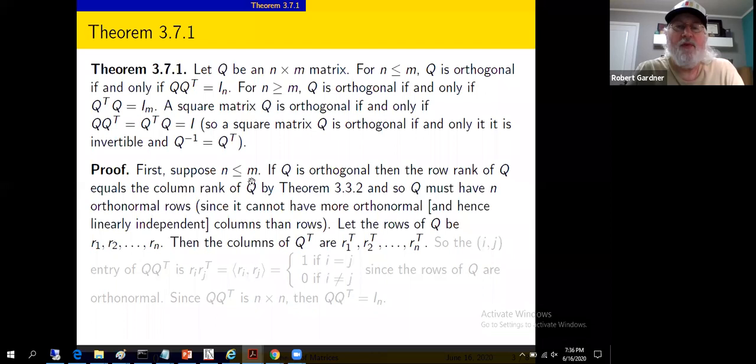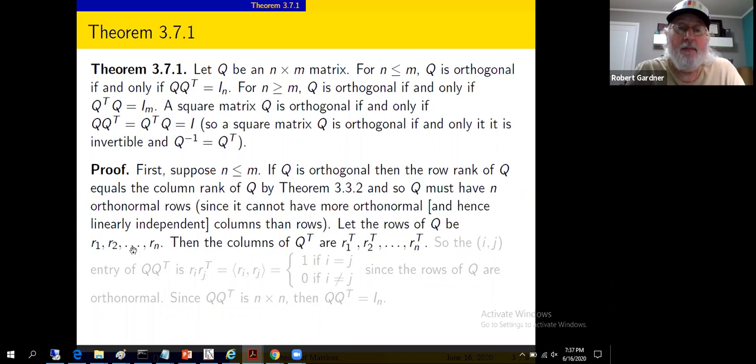So anyhow, if Q has orthonormal rows or columns, it must be the rows. It must be the smaller of the two dimensions. So in this case, since Q is orthogonal, Q must have n orthonormal rows. It couldn't have more than that. It couldn't be the columns that are orthonormal unless n equals m. Then we could just as well have a conversation about columns. We will in the next piece of the proof. So I want to talk about rows in this case. So let the rows of Q be R1 through R sub n. So these are the orthonormal set of row vectors.